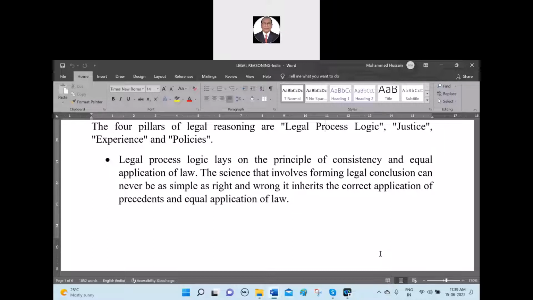Okay, now let us come to the science that involves the forming of legal conclusions, which can never be simple right and wrong. It inhibits the correct application of precedents and equal application of law. So we apply only the law that should be applied to a particular offense. Can you apply the Sexual Offences Act for murder? No. We apply only the penal provisions of the Penal Code.